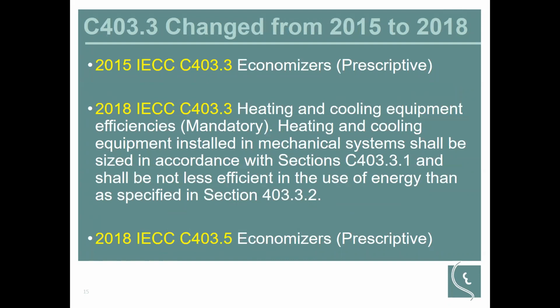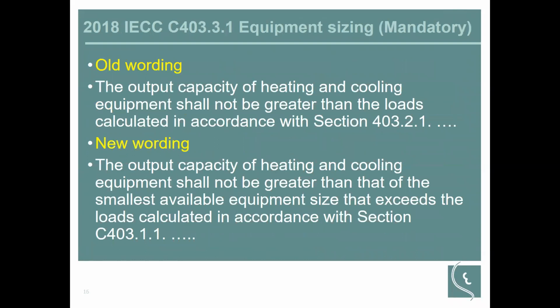Heating and cooling equipment installed in the mechanical system shall be sized in accordance with sections C403.3.1 and should not be less efficient in the use of energy than as specified in section 403.3.2. So once again, some of this is new text in the code. So the C403.3.1 equipment sizing. The old wording was the output capacity of heating and cooling equipment shall not be greater than the loads calculated in accordance with section 403.2.1.